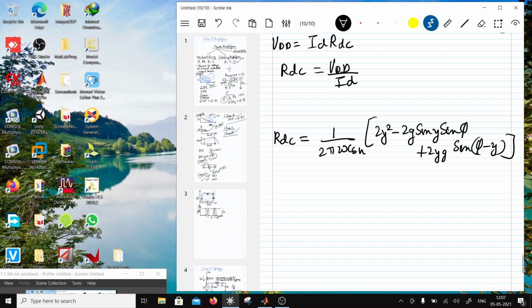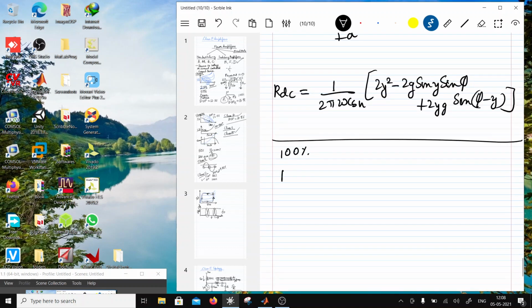Now let's consider a criteria of 100% efficiency. That means let's look at P out. P out is going to be equal to C square by twice of R. V square by R, right? So C square by twice of R. And C is equal to IDR G, IDR G over twice of R.